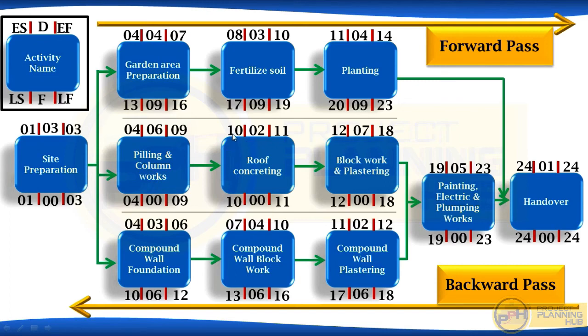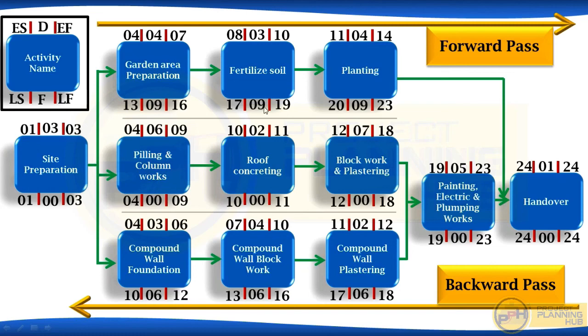See here, for roof concreting the early start is 10, and the late start is also 10. That means we have to start this activity on 10th itself. Further delay in this activity will lead to delay of the project. Here we can see the same dates for some other activities also.